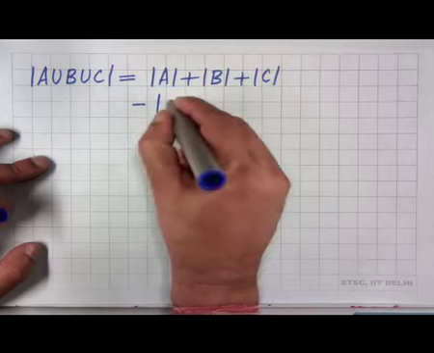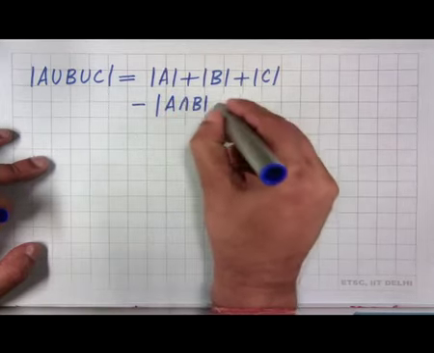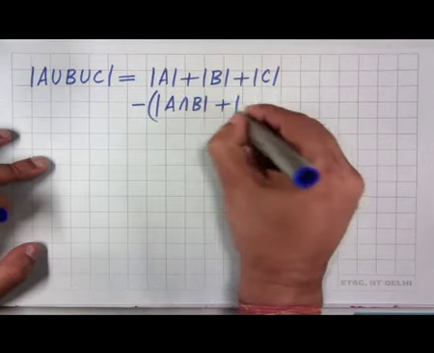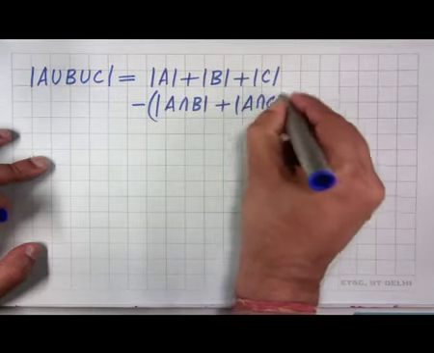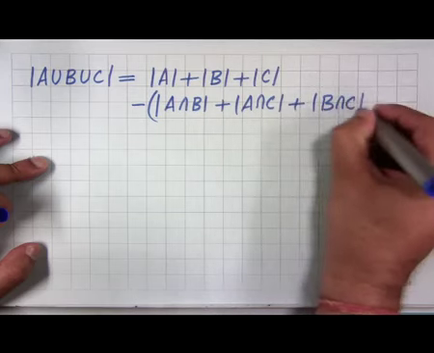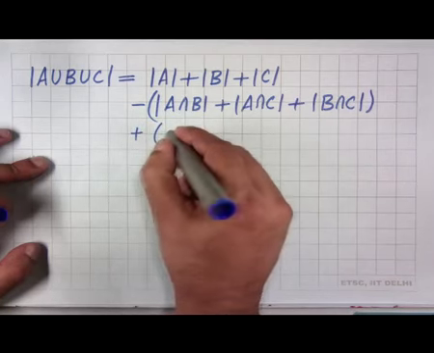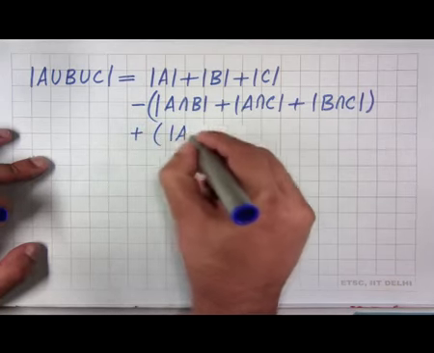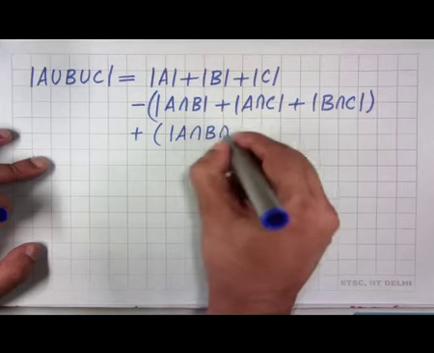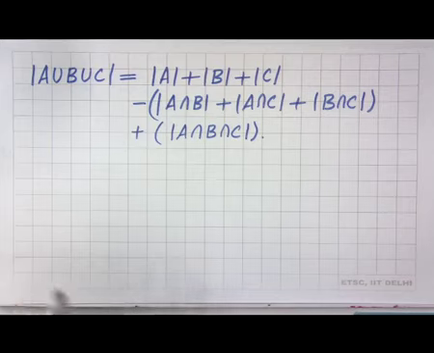Minus things taken two at a time. So I will go A intersection B, A intersection C, and B intersection C. And finally, I'll add back A intersection B intersection C. I've again put the bracket, which I didn't need to. Having put that bracket, I better close it. And that's the formula. And all one has got to do is plug in these numbers.